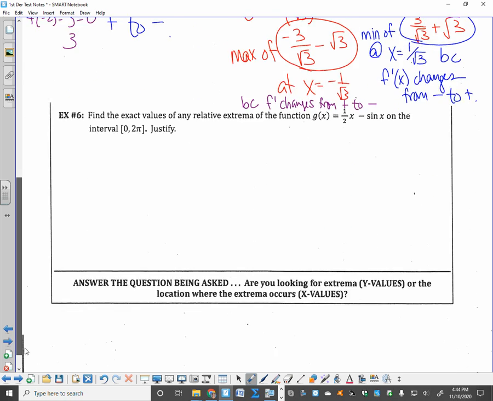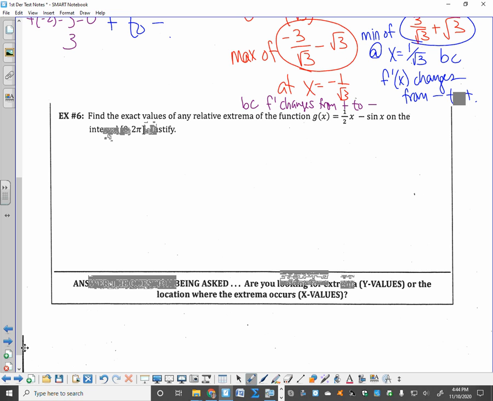All right, number 6. Find the exact values of any relative extrema. Oh, yay, trig. On the interval 0 to 2 pi. All right. Tell you what, pause me and just try. See how far you can go until you get stuck. Okay, so the first thing I'm going to do is find my derivative. Sine's very well behaved. 1/2 x is very well behaved, so I don't have any where the derivative does not exist here.